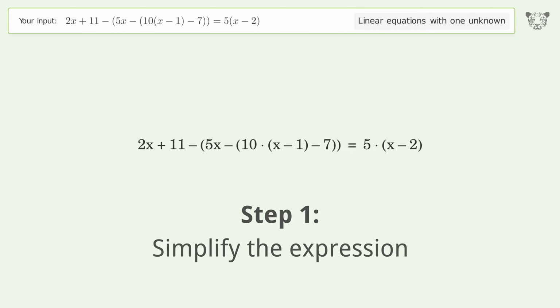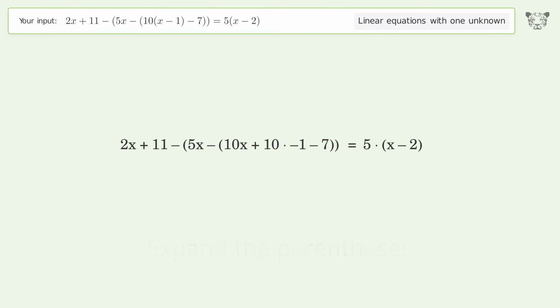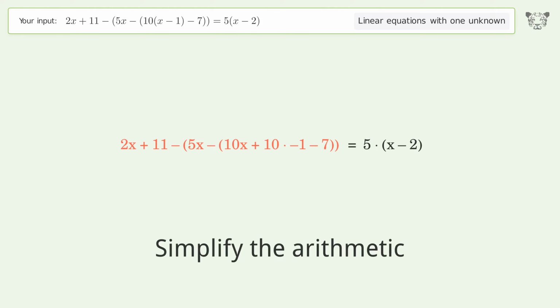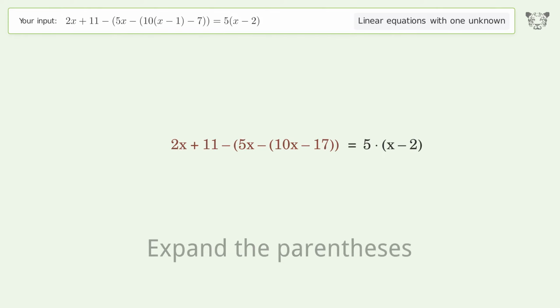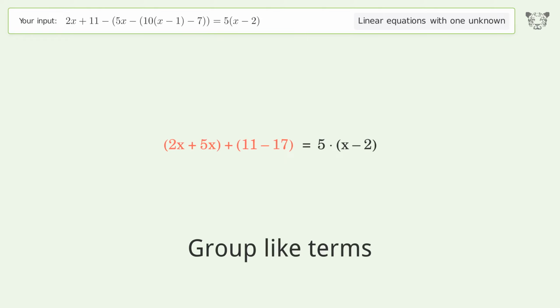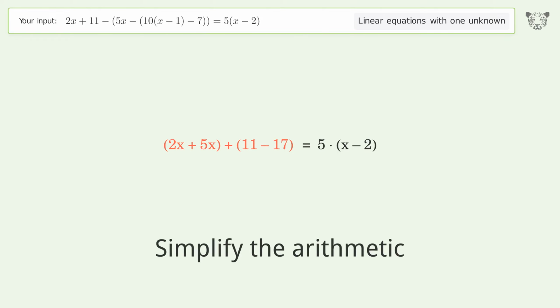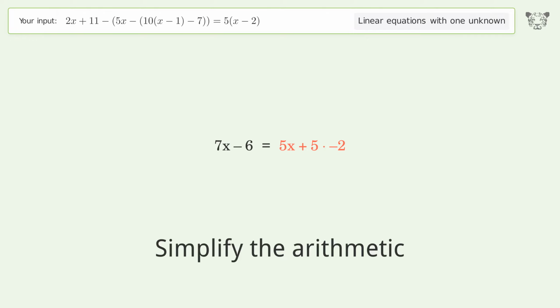Simplify the expression. Expand the parentheses. Simplify the arithmetic. Expand the parentheses. Group like terms. Simplify the arithmetic. Expand the parentheses. Simplify the arithmetic.